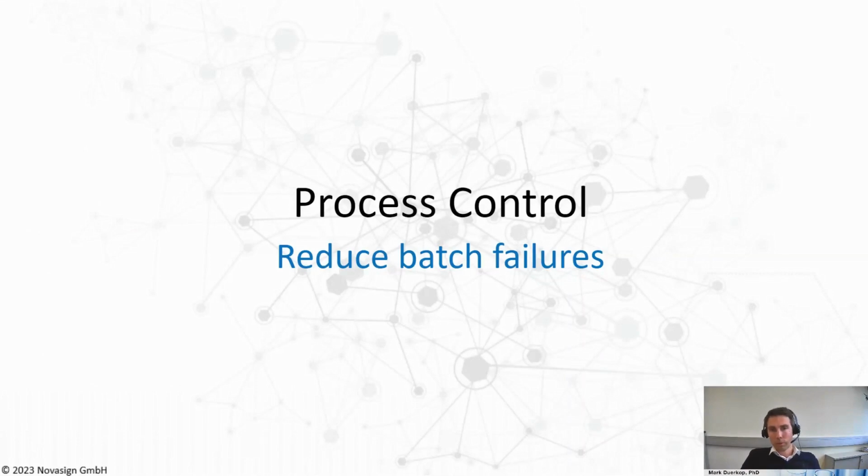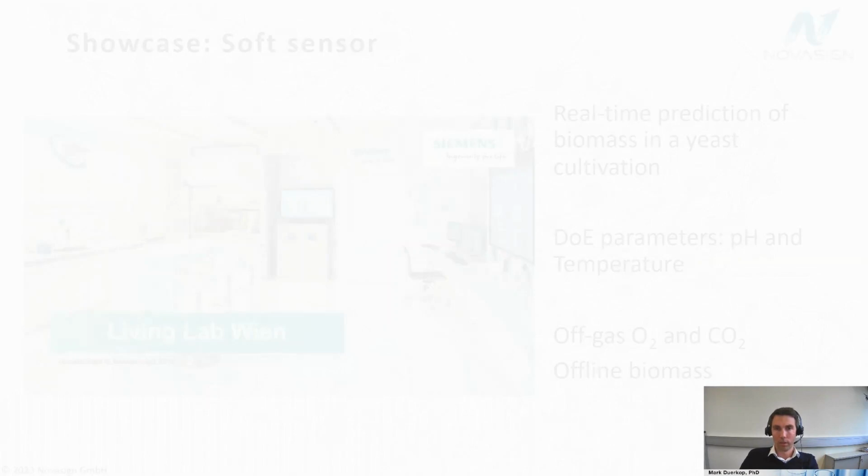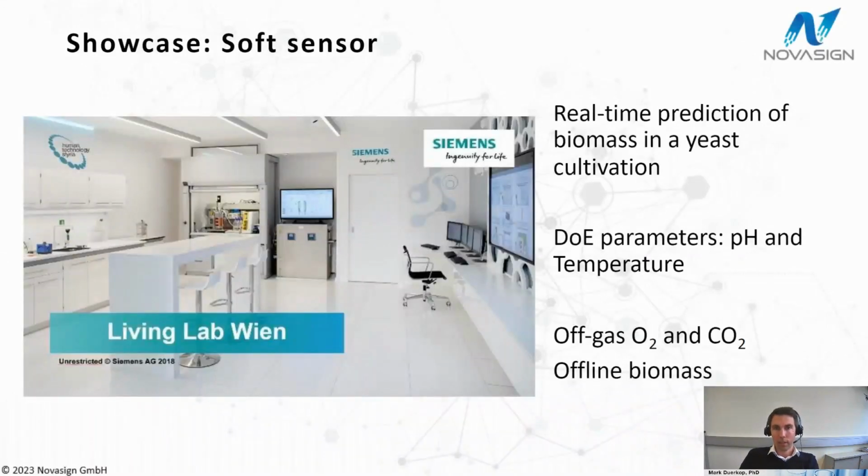Okay, now coming to the process control side, how can we now use these models? Not only to optimize an early stage, but also then to use it for process control on the manufacturing side. So here, for example, we have a collaboration with Siemens together in Vienna. So this is a picture of the Siemens Living Lab in Vienna. So you see there's a small bioreactor to the back.